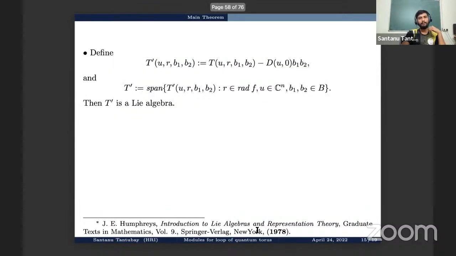Okay. Now we define a different kind of elements, T'(u, r, b1, b2). This is just T(u, r, b1, b2) minus D(u0, b1, b2), and let T' be the space spanned by T'(u, r, b1, b2). Then we can prove that T' is a Lie algebra.